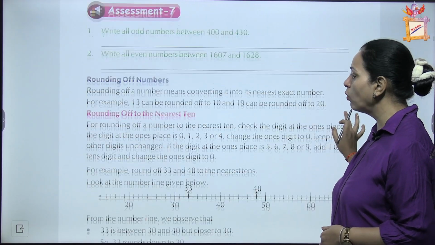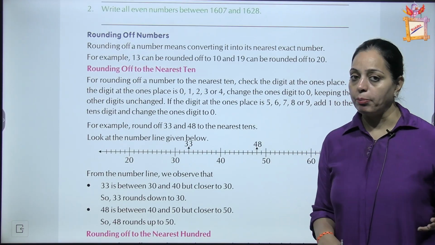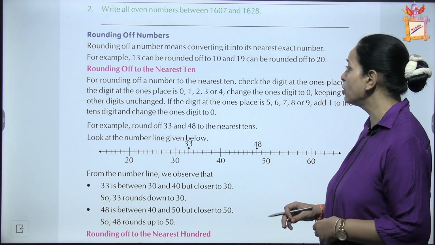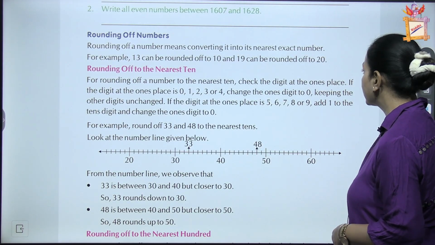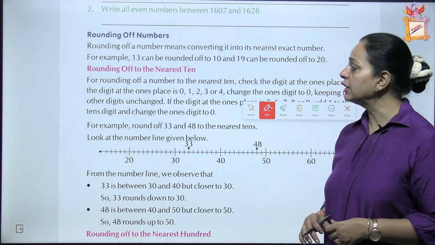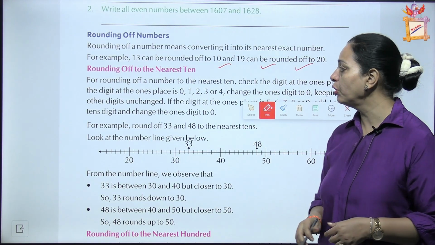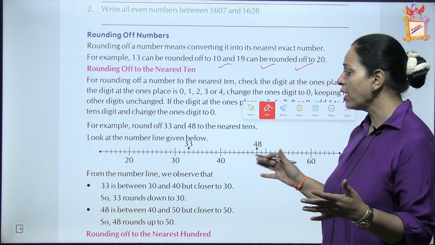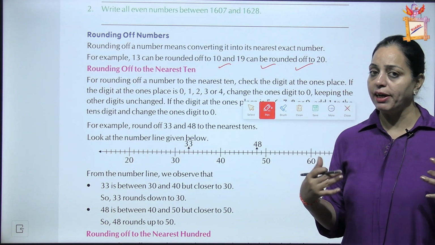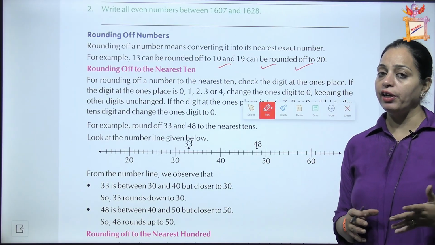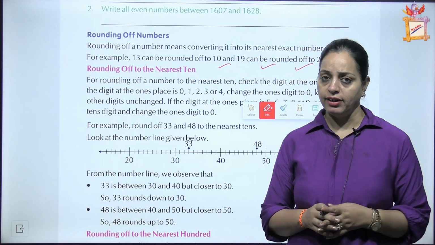Now we are talking about rounding of numbers. Rounding off a number means converting it into its nearest exact number. For example, 13 can be rounded off to 10 and 19 can be rounded off to 20. Sometimes rounded off means it's an estimate, rough estimate. Suppose I have 13 toffees. So I can say to my friend, I have around 10.